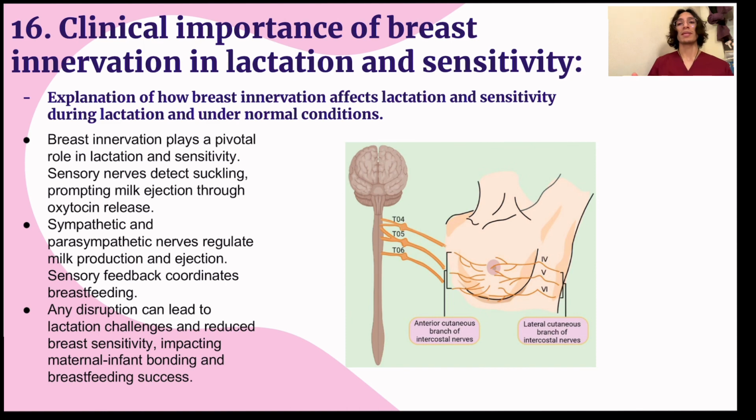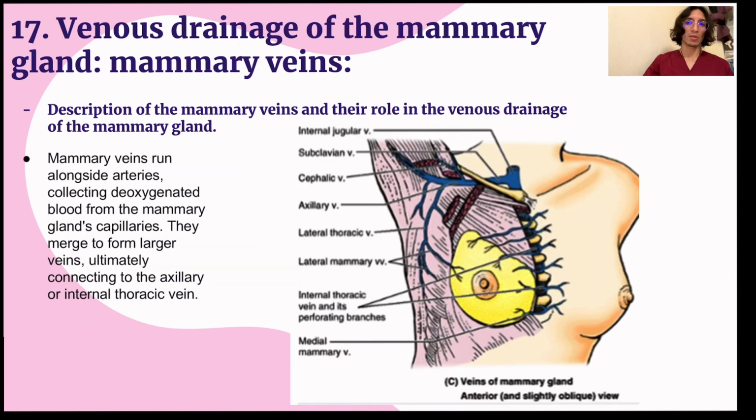Clinical importance of breast innervation in lactation and sensitivity. The breast innervation plays a pivotal role in lactation and sensitivity. Sensory nerves detect suckling, prompting milk ejection through oxytocin release. Sympathetic and parasympathetic nerves regulate milk production, and the ejection sensory feedback coordinates breastfeeding. Any disruption can lead to lactation challenges and reduced breast sensitivity, impacting maternal-infant bonding and breastfeeding success.